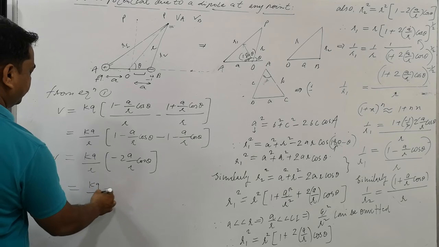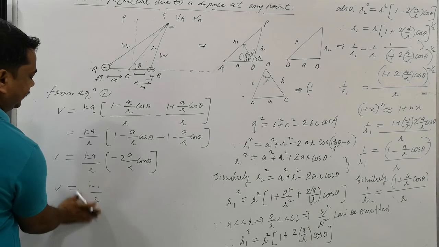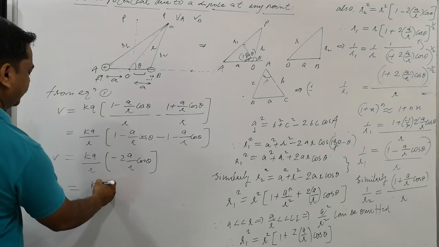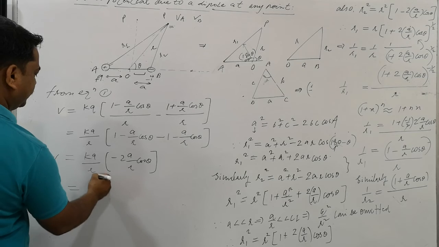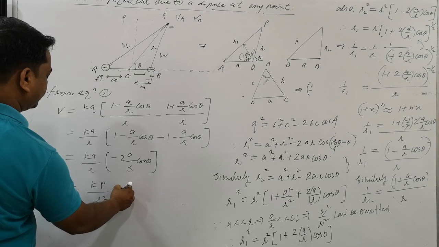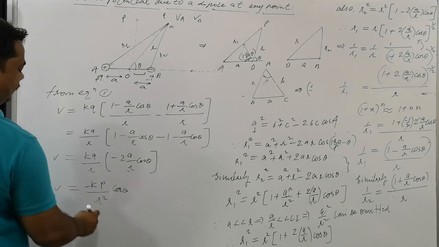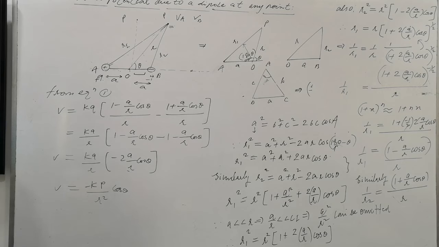This can also be taken as positive. So KQ by R and twice AQ together can be taken as P. So it shall be K and it's P, R into R is R square, and cosine of theta. This is the formula for the electrostatic potential at any point. Clear?